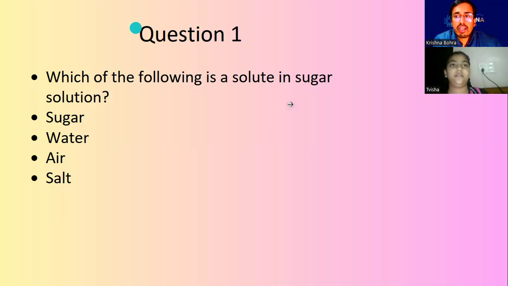So let's get started with our class. As we have finished some of the topics in the previous class related to water, the remaining topics of water are solvent, solute, solution, and the polarity of the water molecule and its universal solubility. So here is your first question.